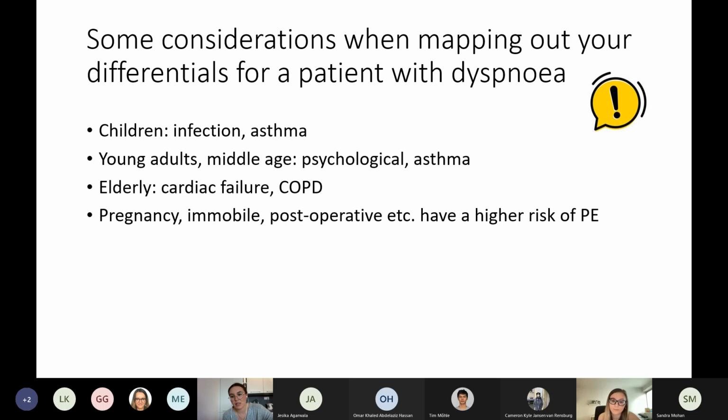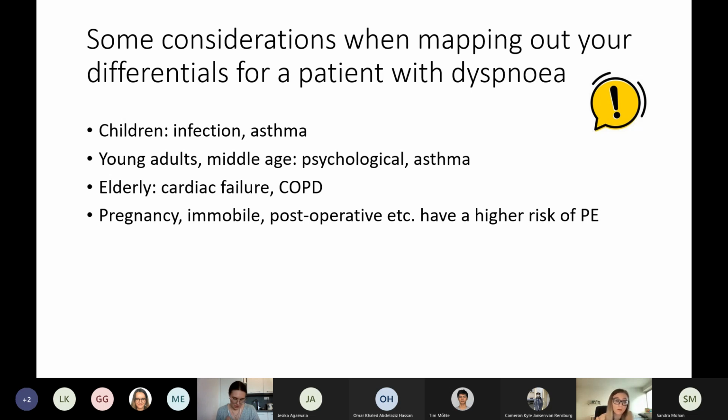Especially in children, if they come in dyspneic and, for example, with a fever, then you would think more in terms of an infection. But if they have an acute dyspnea and they're very agitated and they have stridor or wheezing, then you would think of, for example, asthma or foreign bodies. Just the age of the patient, the first look at the patient, actually tells you a lot.